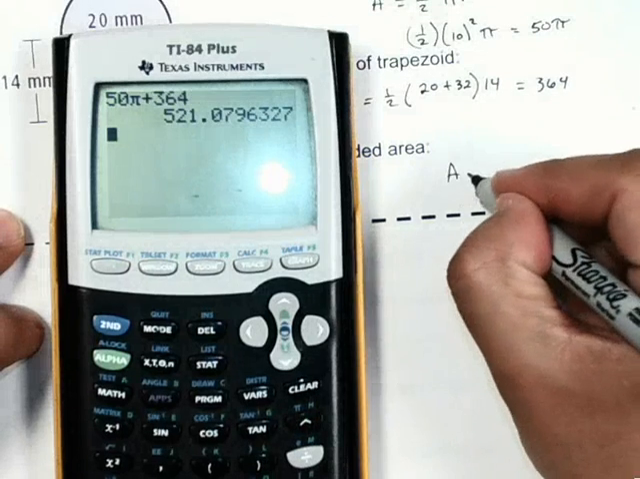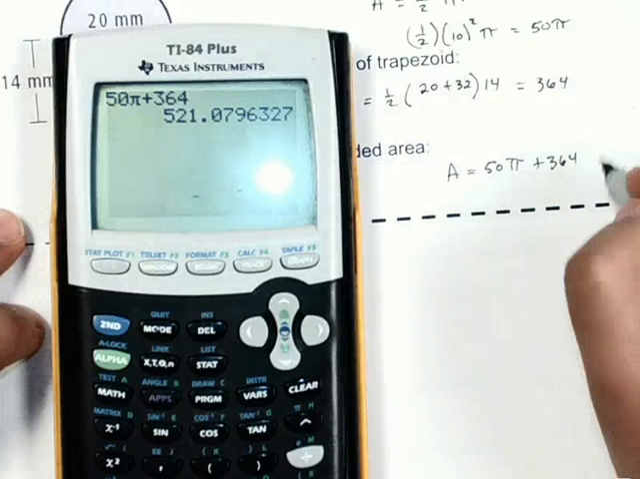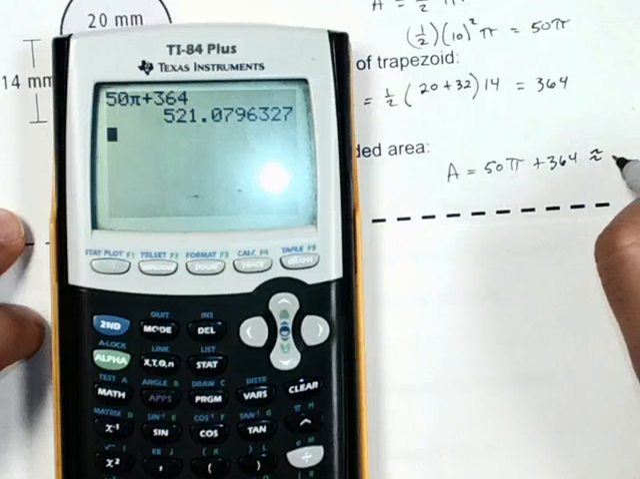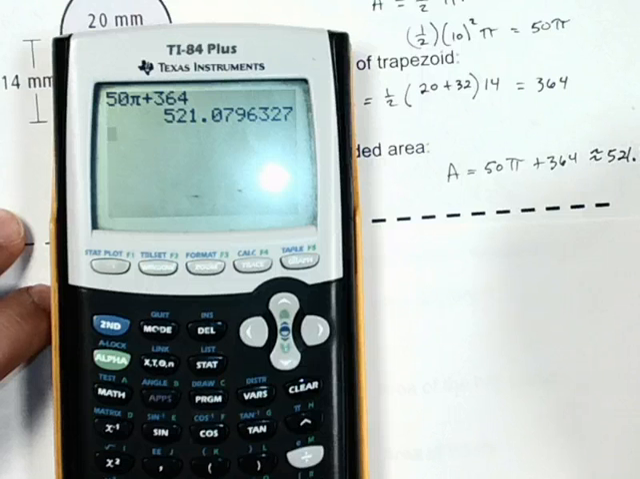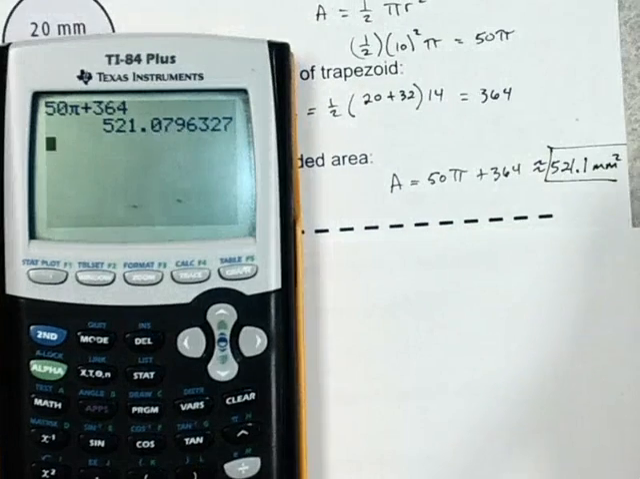And so my area is going to be equal, it says round to the nearest tenth, so if I approximate that, that's going to be 521.1 millimeters squared. Okay.